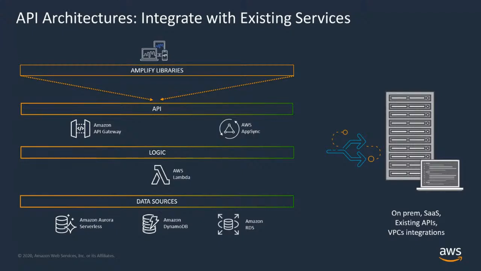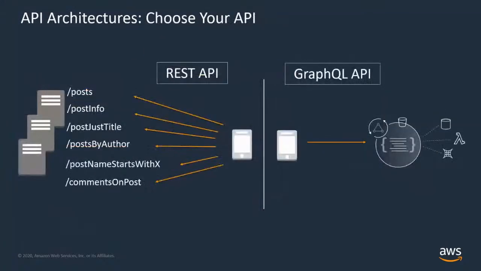So we have two types of API services. We have essentially the API Gateway, which is our REST API, and we have the AppSync, which is our GraphQL API. So you can take advantage of Amplify's libraries to get started on either type, REST or GraphQL. Essentially, I want to have a look at the differences, why you would choose one over the other. So why would you use REST over GraphQL or vice versa?